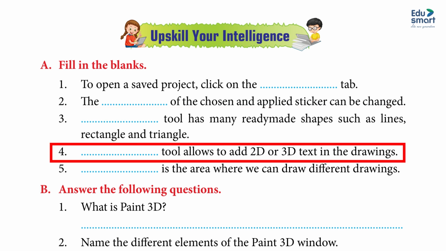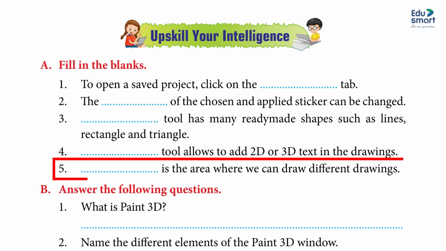4. Dash tool allows to add 2D or 3D text in the drawings. Answer: text tool. 5. Dash is the area where we can draw different drawings. Answer: 3D Paint window.